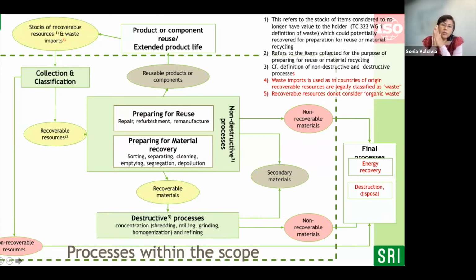In this slide, I would like to highlight also what we agreed, that is the processes within the scope. It's very interesting because there we managed to define that we will start in the collection phase, then going through the classification. Then we talk about recoverable resources. This is extremely important because this is about changing mindsets and not seeing waste as something that has no value, but as something that has value to other holders, and therefore we name them recoverable resources.